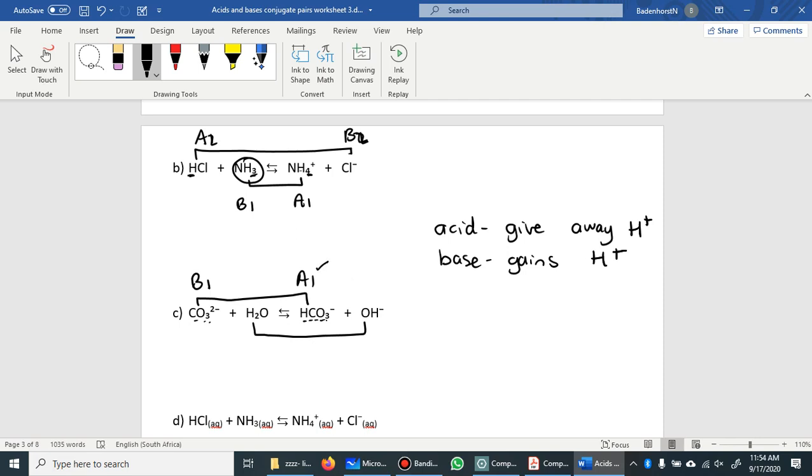Okay, then H2O to become OH minus would have to give off a hydrogen. And when something gives off a hydrogen, it makes it an acid. And then this will become the base pair. So these are called conjugate acid-base pairs.